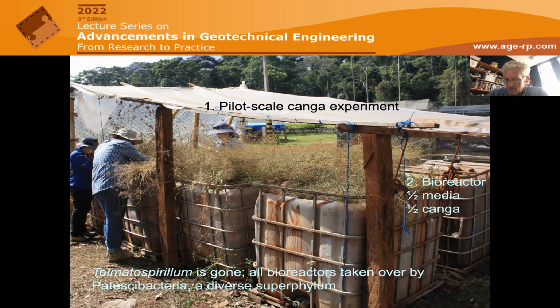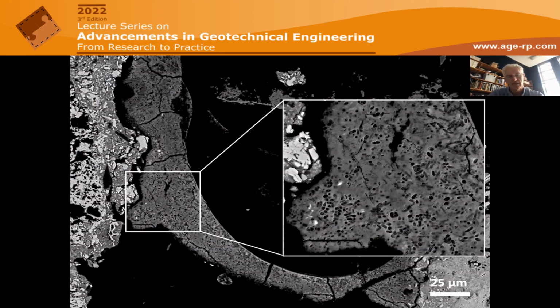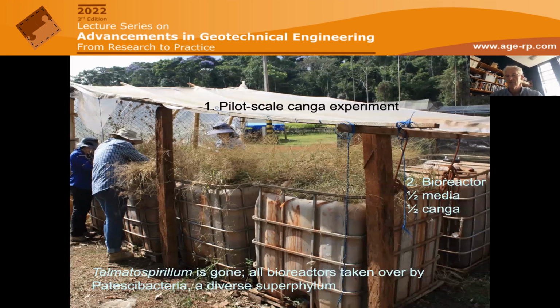One of the things I didn't highlight enough in Alan's experiment is that the bacteria within this environment were different from the ones we inoculated. We were disappointed because we were betting on this Tomatospirillum as being an important organism. We used it in a subsequent meter-scale pilot experiment, and the Tomatospirillum was gone again. All of the bioreactors here were taken over by a Petitia bacteria.